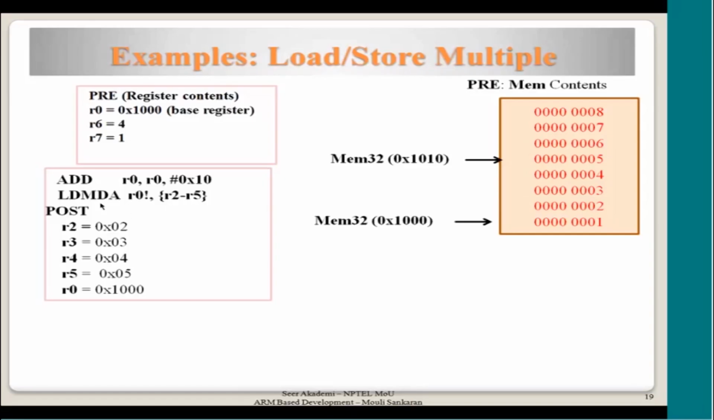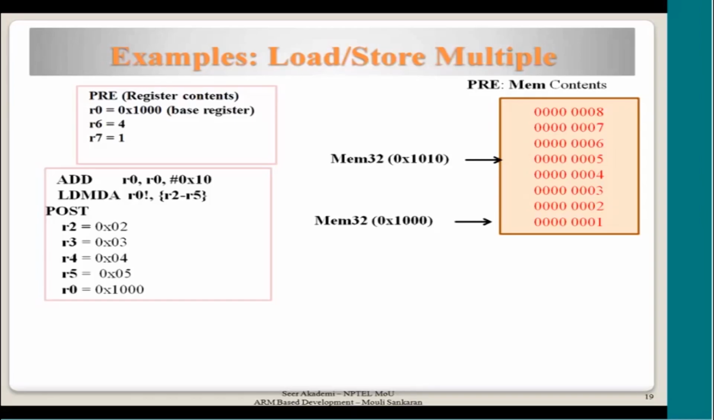Now tell me whether it will start accessing from 1010 or 1000, because it is supposed to provide the memory with a lower address. For it to go from lower to higher address, it has to compute from where it is supposed to access the first location. Now how many registers are there? R2, R3, R4, R5. 4 registers, right?